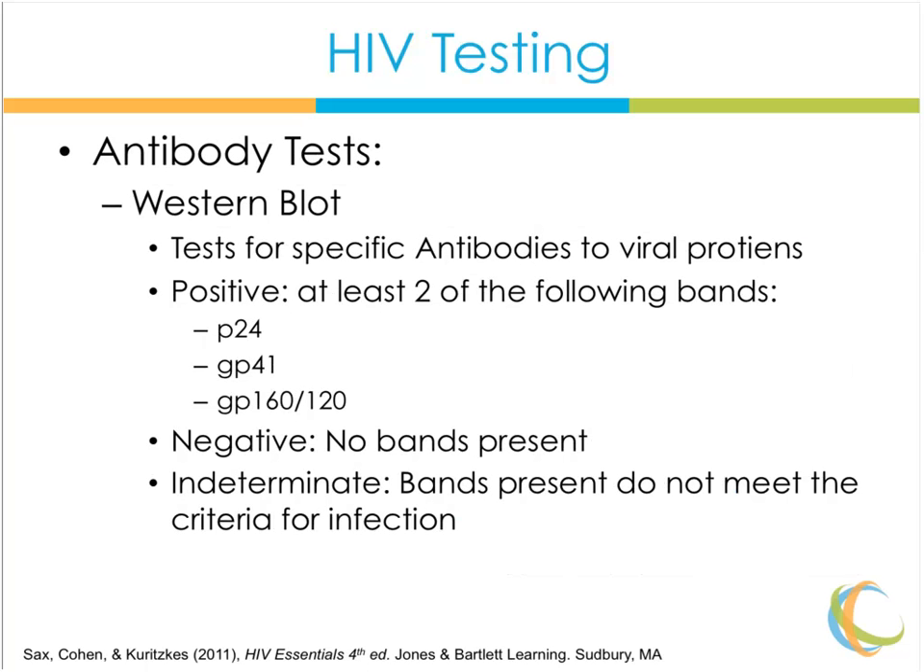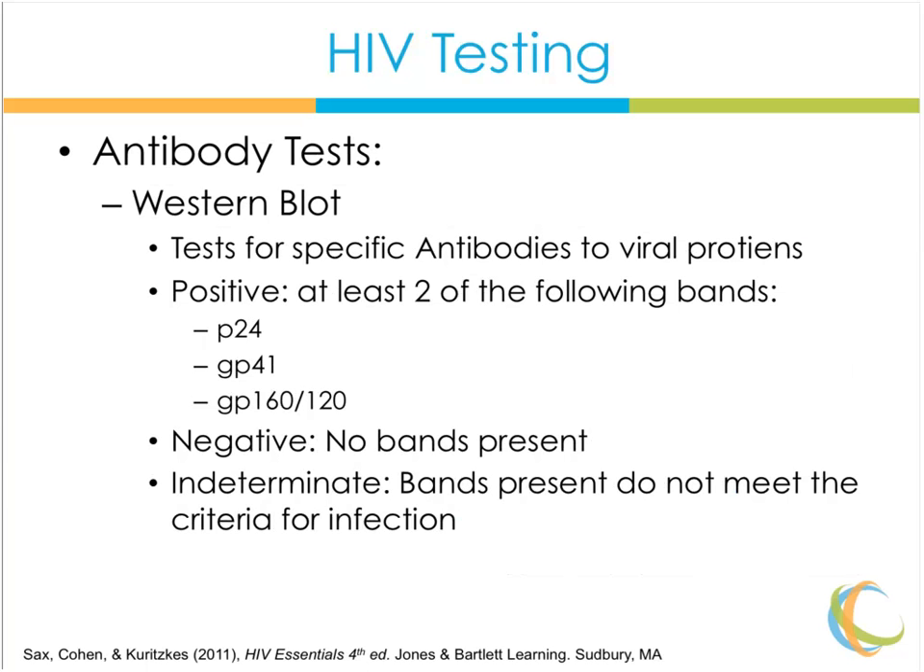Also, when talking about antibody test, I do want to highlight the Western blot, because this is that confirmatory test that looks for specific antibodies to the viral protein. And when you read a Western blot, if any of you have had the chance to look at one in detail, you'll notice that it gives a list of bands and has the criteria for at least 2 of the following bands: a P24 antigen, a GP41, a GP160 or 120. Negative is read as no bands present. And indeterminate results could be that bands are present, but they do not meet the criteria for infection.